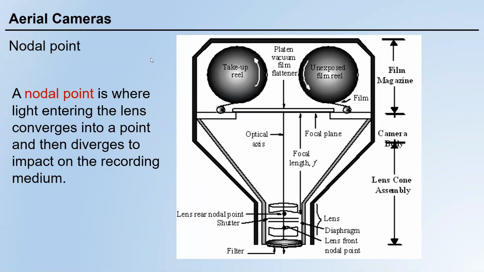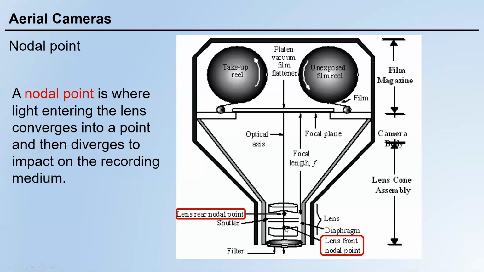So on the right side, again, we have another figure to show you the structure of a camera, and here we have two nodal points. So here we have this lens system, right? And specifically, there are actually two lenses. Here is a rear lens. Here is a front lens. So there are two nodal points.